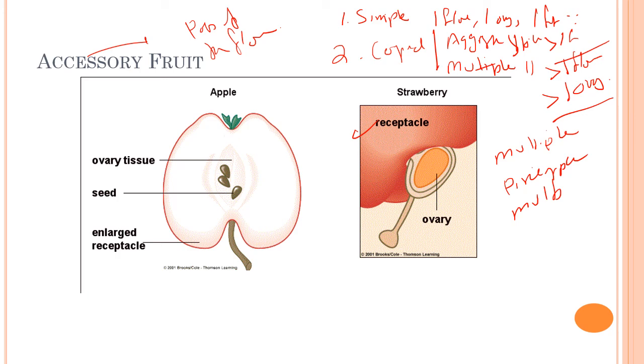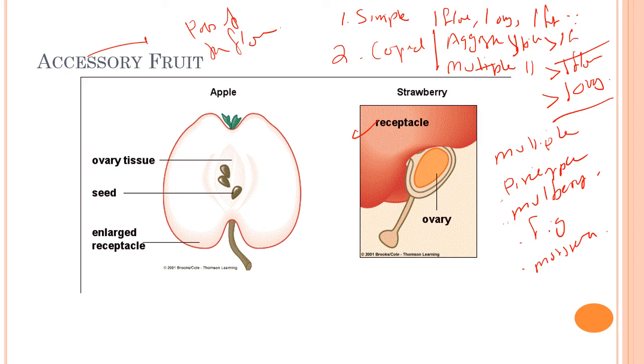mulberry, what else? Monstera, fig, also part of this one. Monstera is part of this one. All of these are more than one flower and more than one ovary, and give us one fruit, though. It's just one fruit. Okay, so this is an overview of the fruit structure.